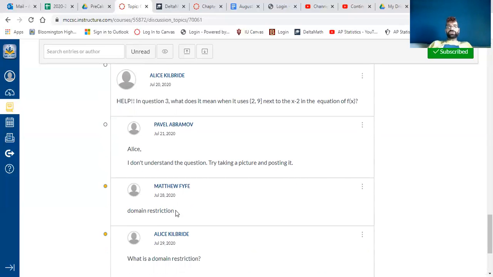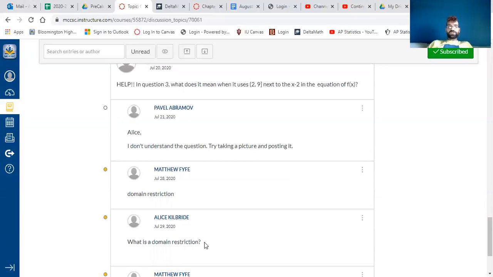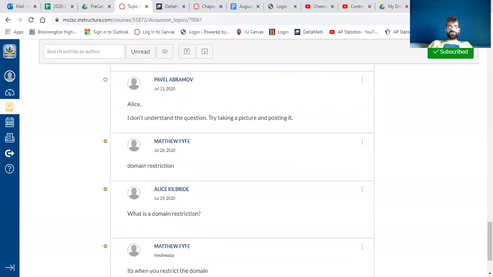Mr. 5 says domain restriction. Ms. Galbraith says, what is a domain restriction? It's when you restrict the domain. Well, none of these posts probably will count towards the number of posts that you need to complete, because there's not much explanation here. It clearly does not explain to this person what that means. So try to be more specific and things like that.